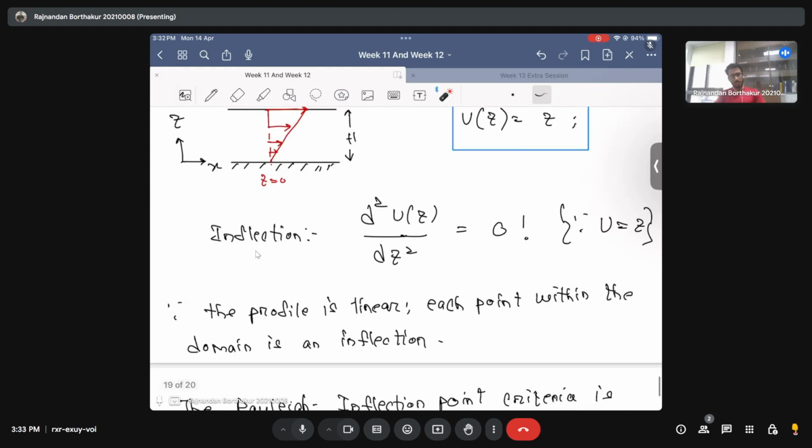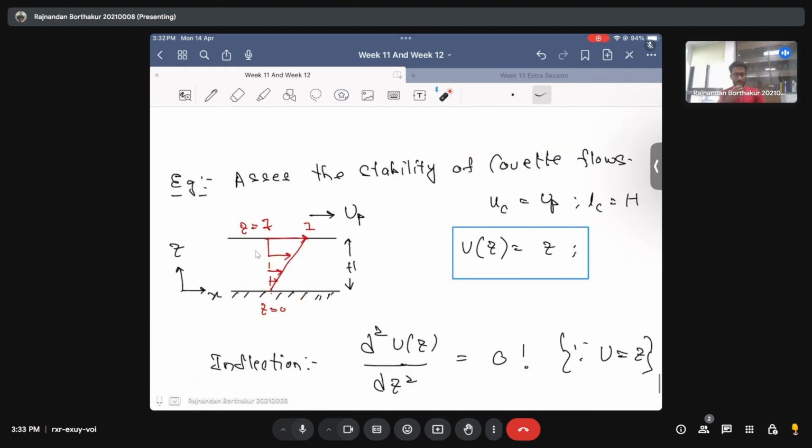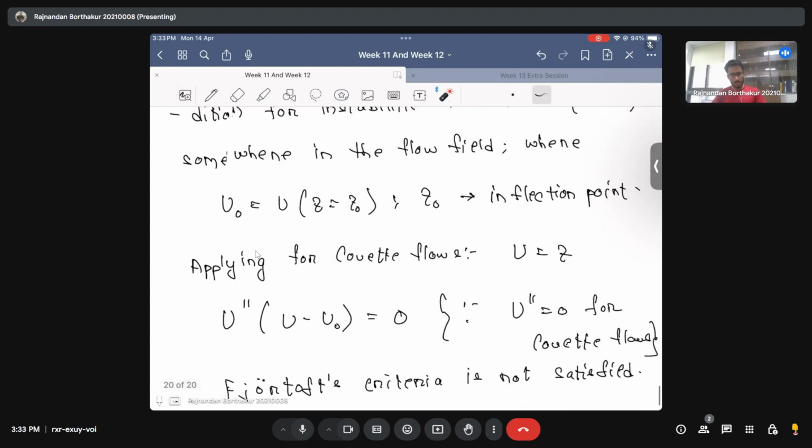So I hope this is clear. Applying these criteria is easy, but their proof is a little bit cumbersome. If you are interested, I can show them separately, but let's not go into the proof of these criteria. The hint for the proof is that it comes from the Rayleigh stability equation only. You integrate the Rayleigh stability equation and then multiply with the complex conjugate of phi. And after some algebra, you can assess these stabilities. All right. I hope this is clear.